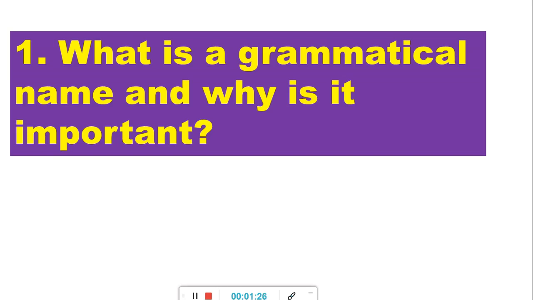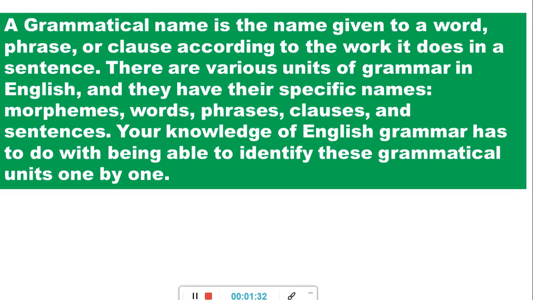Starting with the first, what is a grammatical name and why is it important? A grammatical name is the name given to a word, phrase, or clause according to the work it does in a sentence. There are various units of grammar in English and they have their specific names, such as morphemes, words, phrases, clauses, and sentences. Your knowledge of English grammar has to do with being able to identify these grammatical units one by one. Of course, these grammatical units make up the structure of the English language.